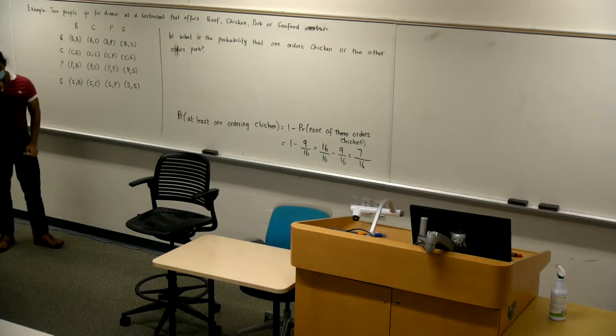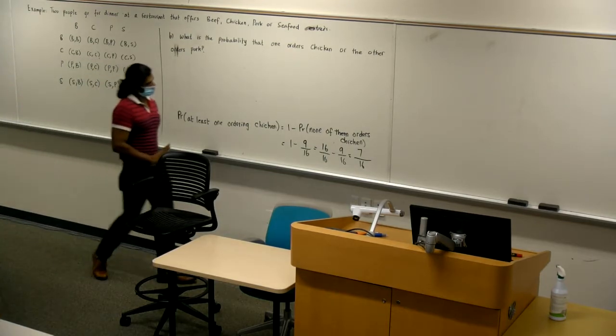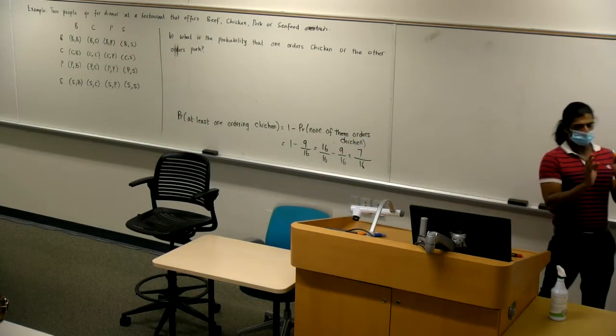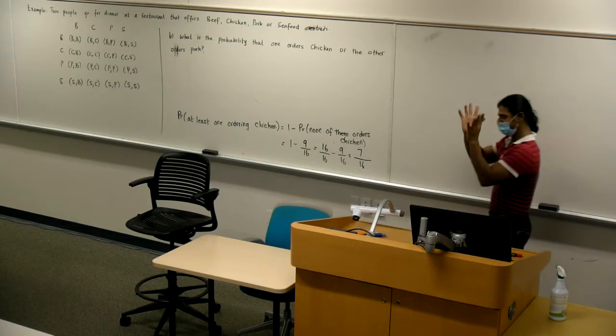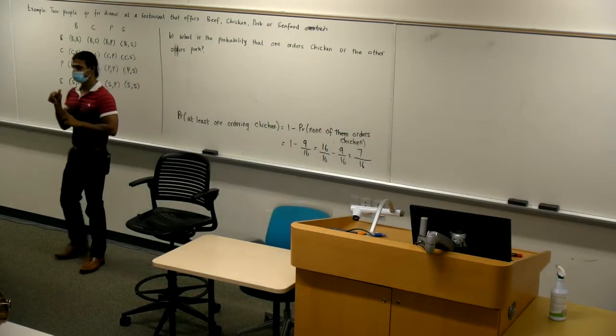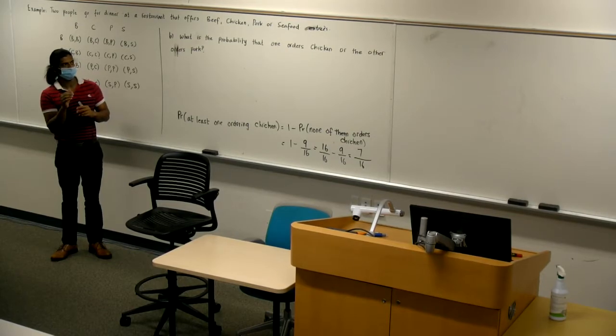What is the probability that one orders chicken or the other orders pork? Again, the order matters in the sense I'm treating two persons as person 1 and person 2, so if I switch, it matters to me. So what rule should we use? What conjunction do you see? Or.